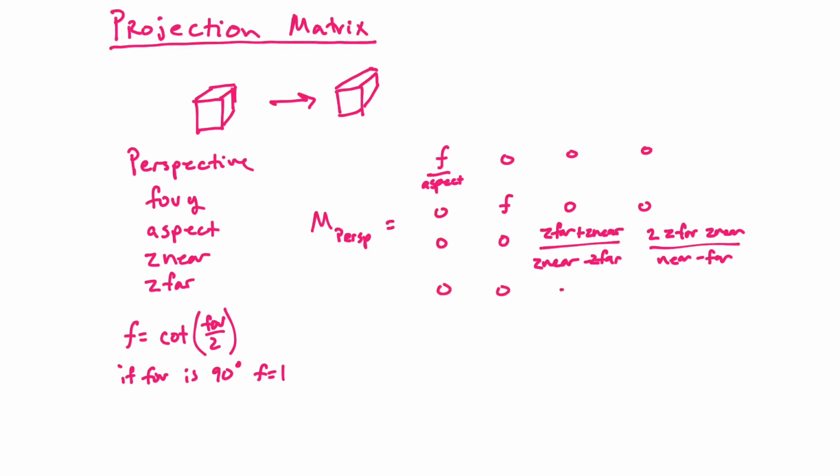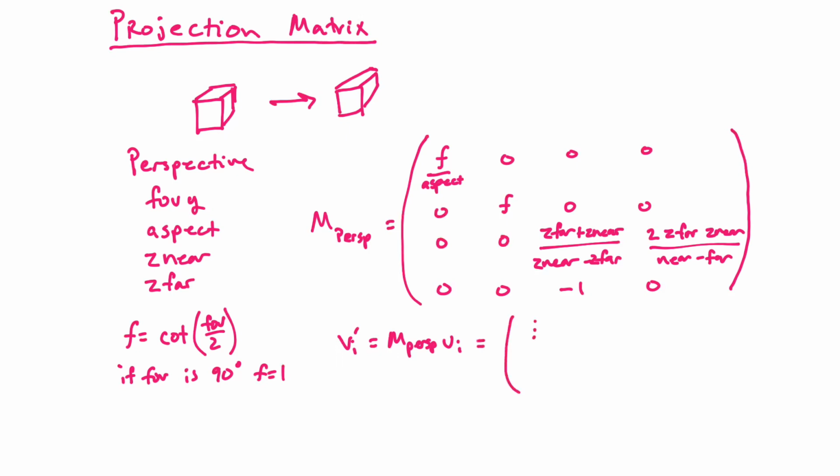This is the special element here. This -1 is going to effectively move the Z coordinate into the W component. Okay? So if we were to multiply this perspective matrix, ignoring the X, Y, and Z, you'll see that this last component is going to get -Z.